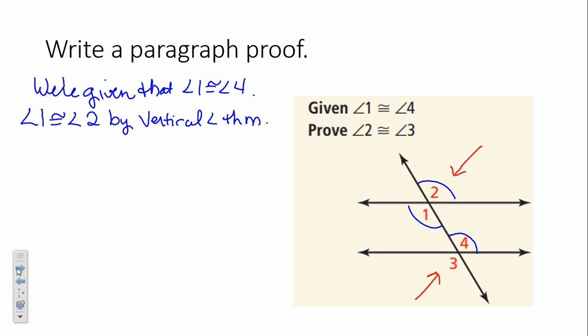You can abbreviate in a paragraph proof. Can we use those two statements to write another relationship? If 1's congruent to 4 and 1's also congruent to 2. So let's go with 4 congruent to 2. Everybody okay with that? Angle 4 is congruent to angle 2 by substitution. Good.